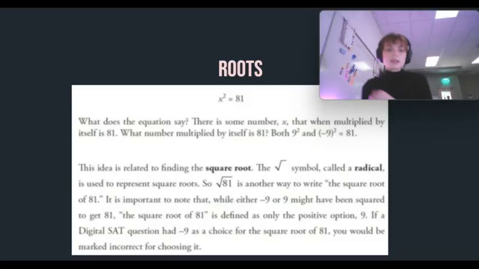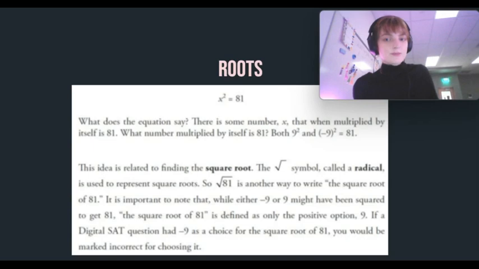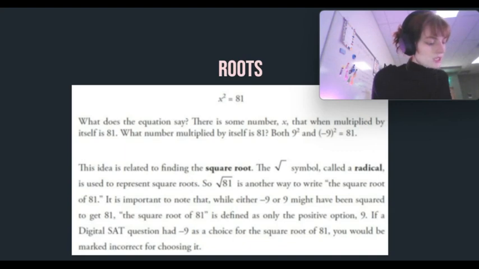Next, we'll take a look at roots. So roots are kind of the opposite of exponents, but we can use them to solve each other. So finding the root of a number is the opposite of raising a number to an exponent. Therefore, you can use roots to solve equations involving exponents.